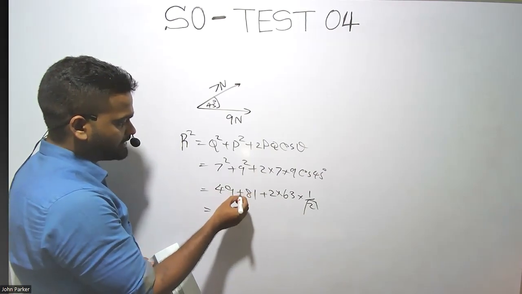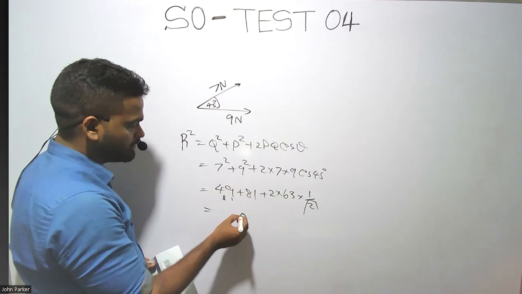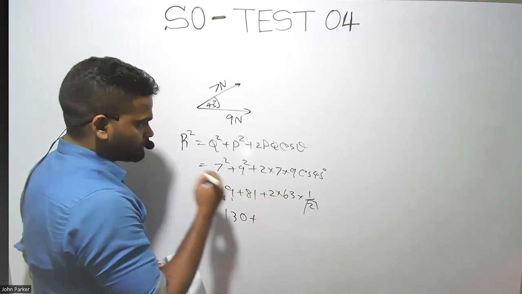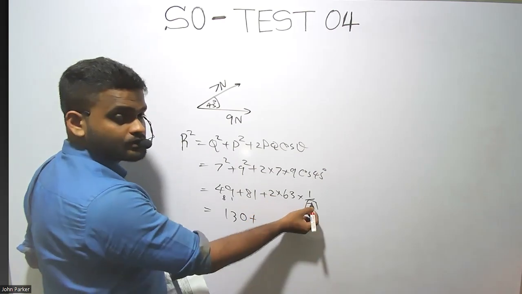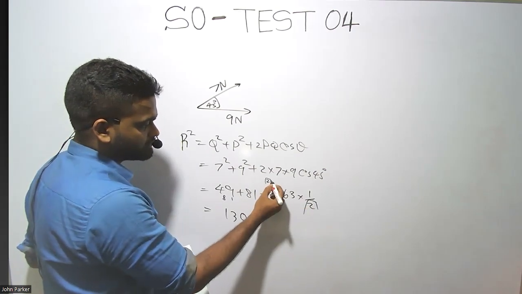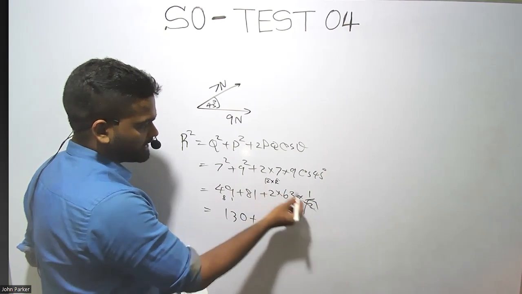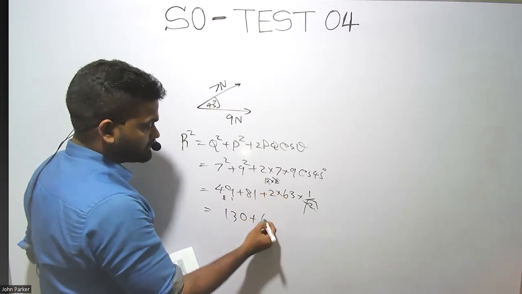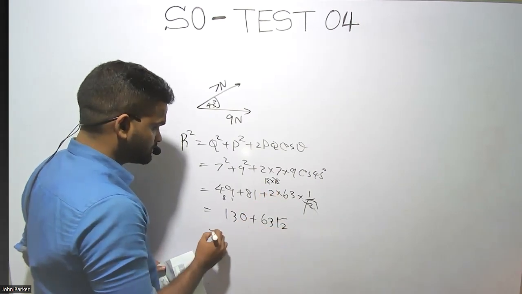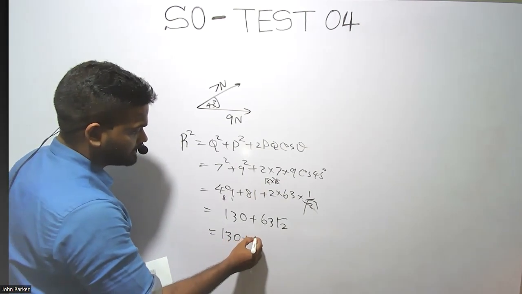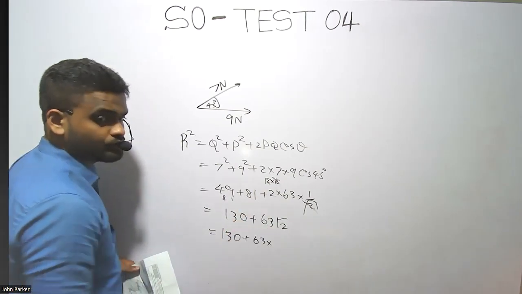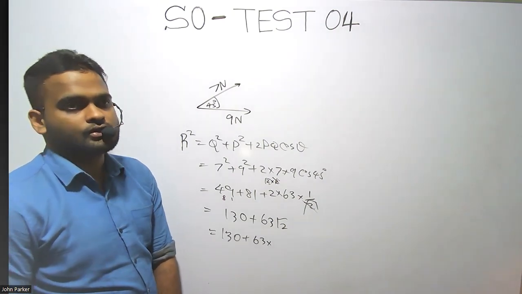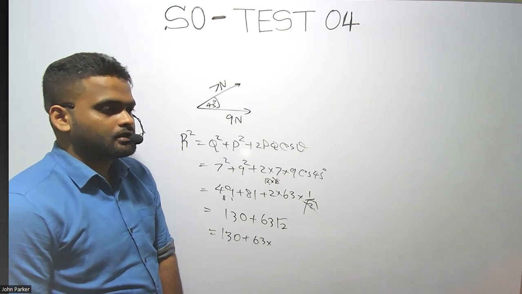So 49 plus 81, 130, plus there's 2 here and there's a root 2. 2 means root 2 times root 2, right? So wait, you can cancel 1 root 2 there. Then 1 root 2 is remaining. Then 63 root 2. So 130 plus 63 root 2. The value of root 2, typically you have to know the values of those numbers, right? Root 2 is 1.41, you know.